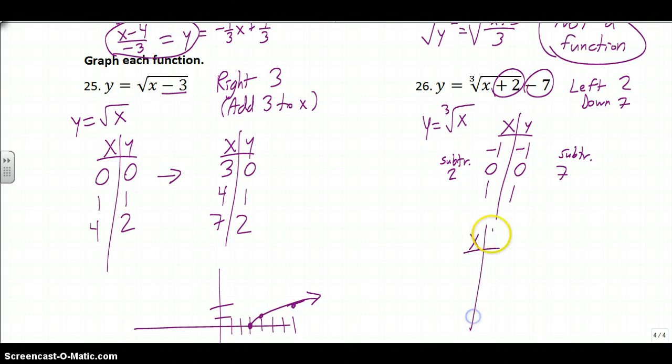So let's see what happens. Negative 1 minus 2 is negative 3. 0 minus 2 is negative 2. And 1 minus 2 is negative 1. Negative 1 minus 7 is negative 8. 0 minus 7 is negative 7. And 1 minus 7 is negative 6.